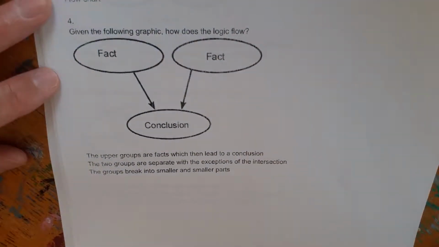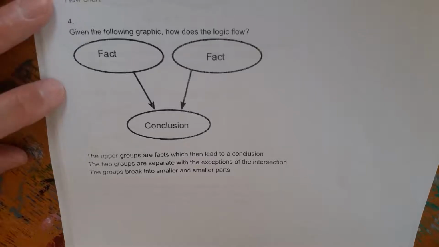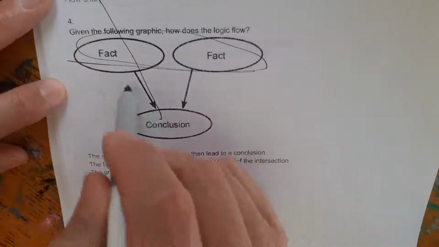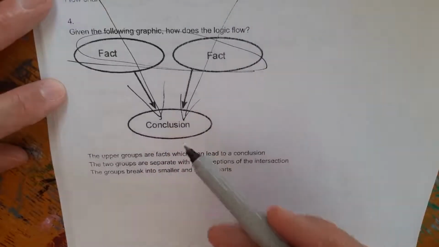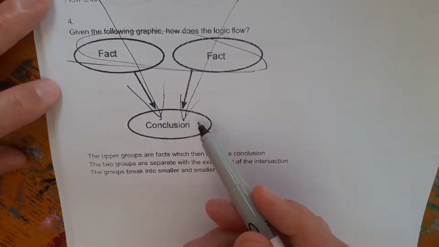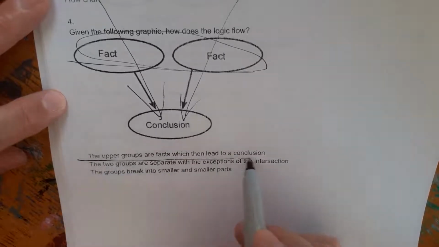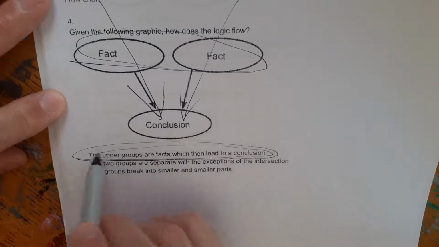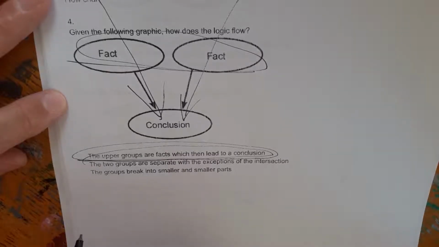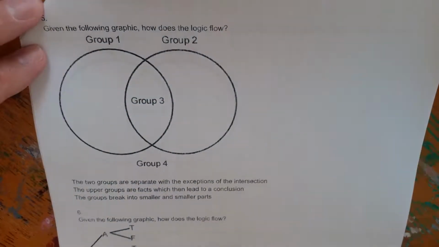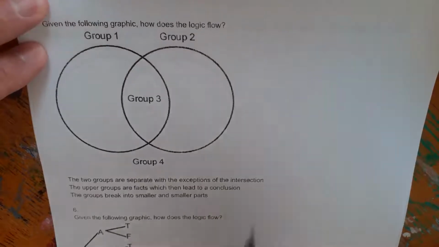Given the following graphic, how does the logic flow? That's interesting. So the logic starts with the facts and flows down through the course of the arrows, right? That's the whole point of a diagram like this, is to have a graphic illustration of the flow of information. The upper groups are facts, which then lead to a conclusion. I mean, that's the whole idea, is these charts are letting us see how information is flowing so that we can communicate more clearly with each other trying to make a point about data.